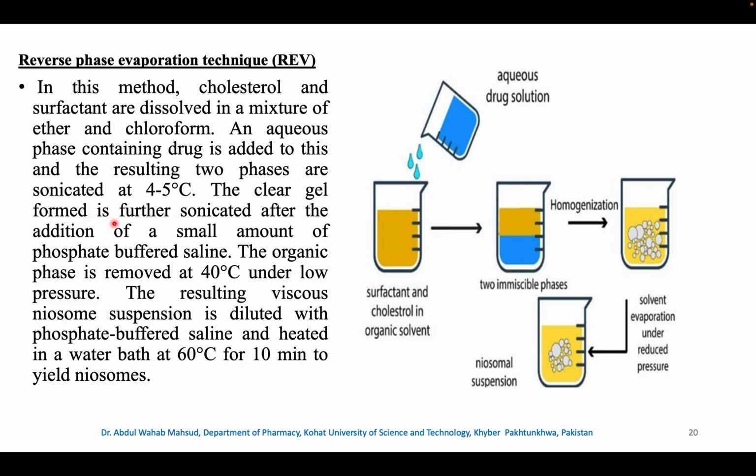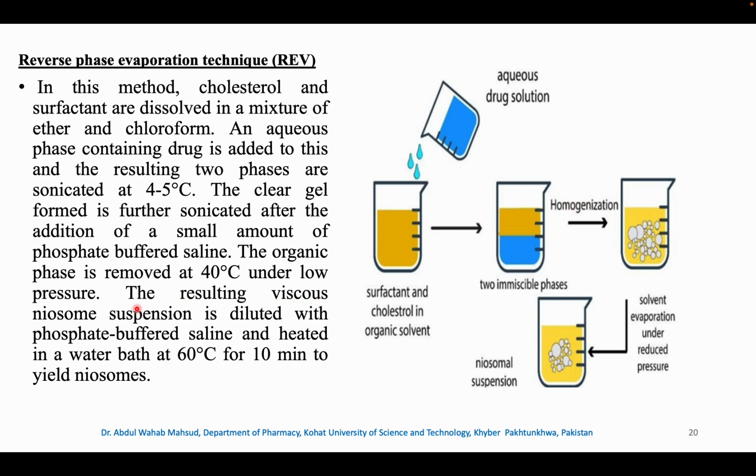The clear gel formed is further sonicated, as you can see: aqueous drug solution, and surfactant and cholesterol in organic solvent. Which type of organic solvent? Ether and chloroform. So after the addition of aqueous drug solution, it is a two phase system, two immiscible phases. You can see this one is the aqueous phase, and the upper one is surfactant and cholesterol containing the organic solvents like ether and chloroform. The organic phase is removed at 40 degrees Celsius under low pressure, as you can see over here.